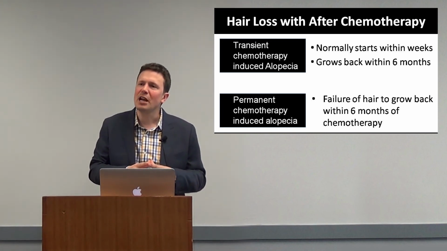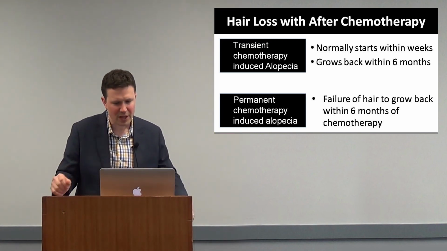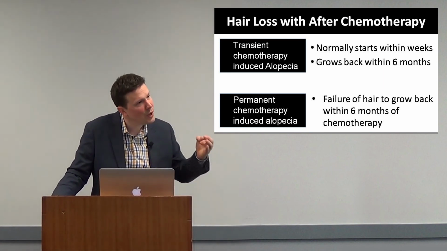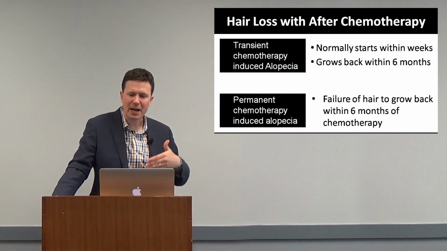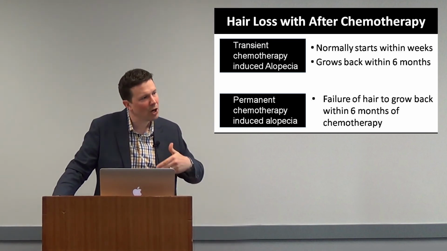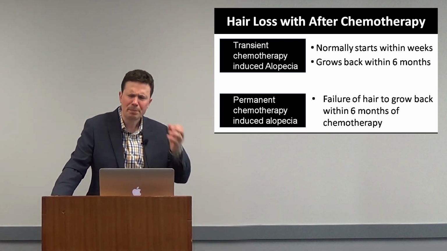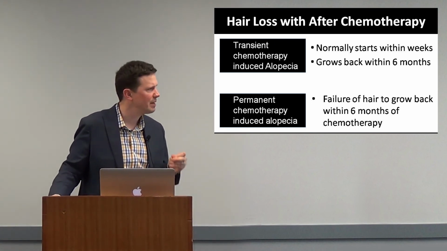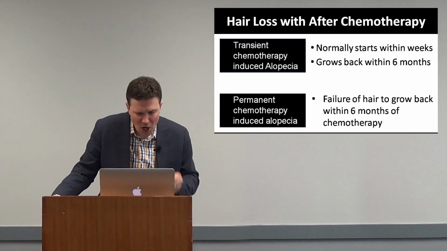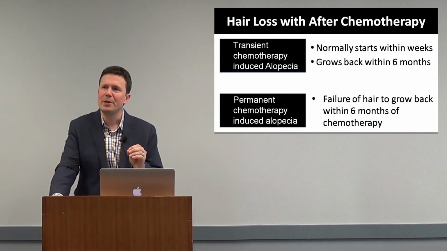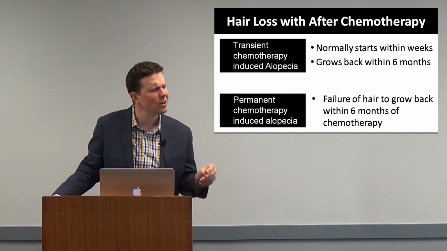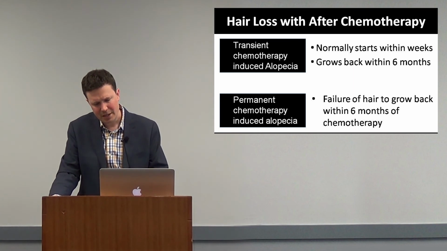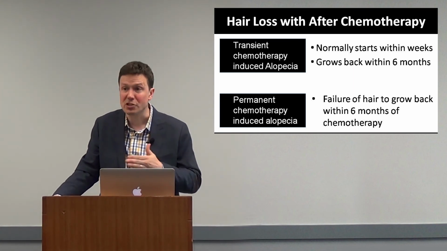Transient chemotherapy-induced alopecia is probably what you're most familiar with. It's the type of hair loss that about 2/3 of patients who are undergoing chemotherapy experience. We expect that within weeks of chemotherapy that hair loss will develop, but we expect hair to grow back within 6 months after their chemotherapy. That's what we expect. Permanent chemotherapy-induced alopecia is a type of hair loss where the hair does not regrow back to the same thickness after the patient's chemotherapy is done after 6 months.